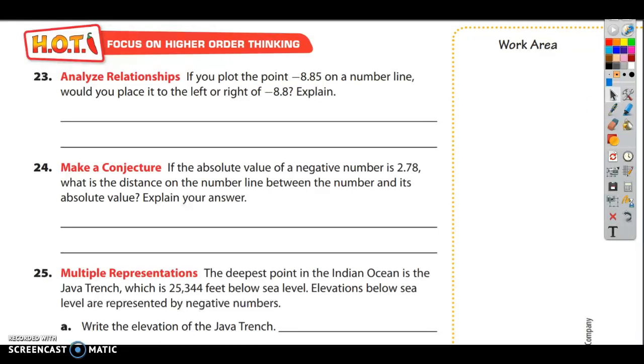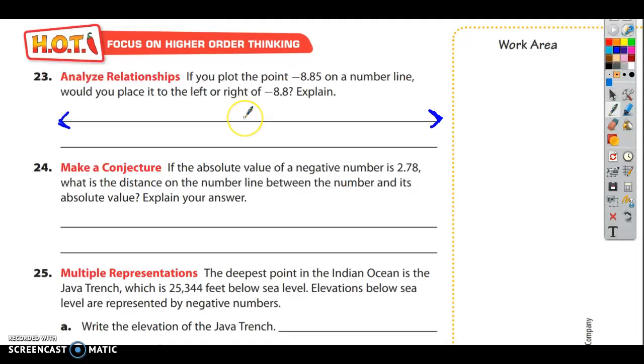Alright, the hot questions. Number 23, analyze relationships. If you plot the point negative 8 and 85 on a number line, would you place it to the left or to the right of negative 8 and 8/10? Explain. And I think the best way to do this is to have a number line. So I'm going to use this first line right here as a number line.